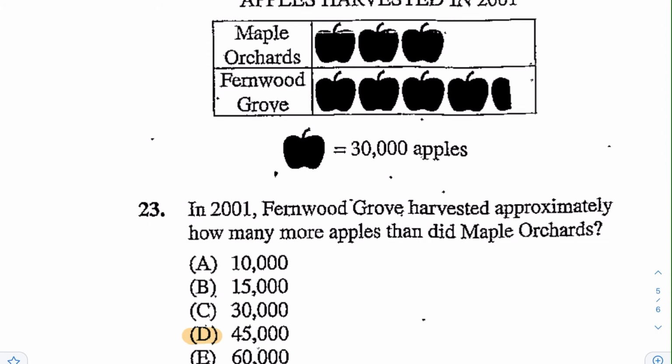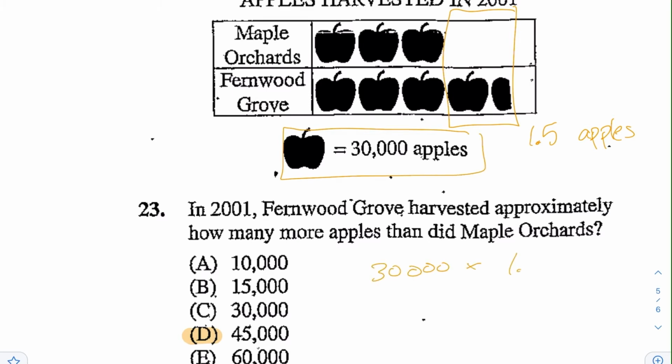Next, you have this chart, apples harvested in 2001. In 2001, Fernwood Grove harvested approximately how many more apples than Maple Orchards? So in this pictogram, see the difference is 1.5 apples. And if you look at the key, each apple is 30,000. So you have to do 30,000 times 1.5. So you could just do 3 times 1.5, which is 4.5, and then move the decimal 4 times. So that will give you choice D, 45,000.